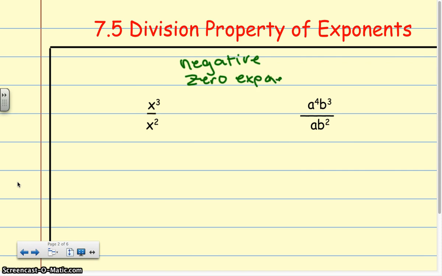What's another one? We did yesterday the multiplication property, that's where you add up the exponents. Okay, we did a power to a power. Did we do anything else? I don't think we're missing anything.